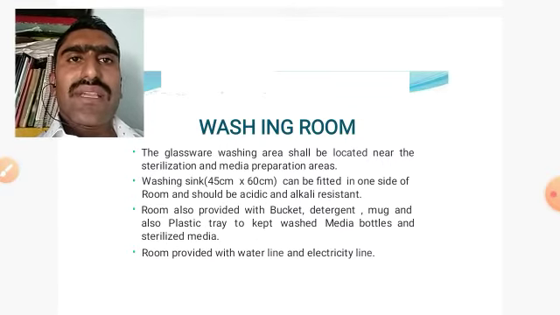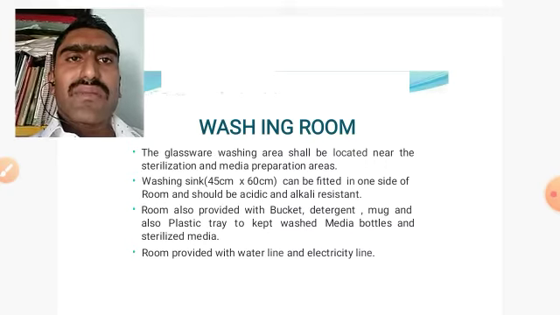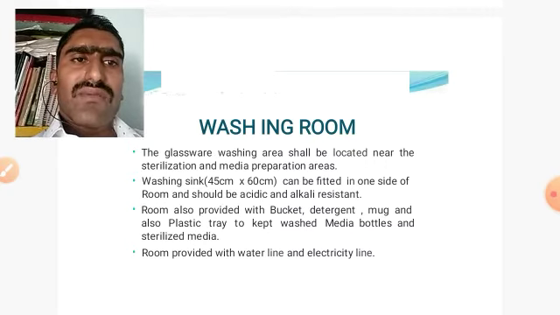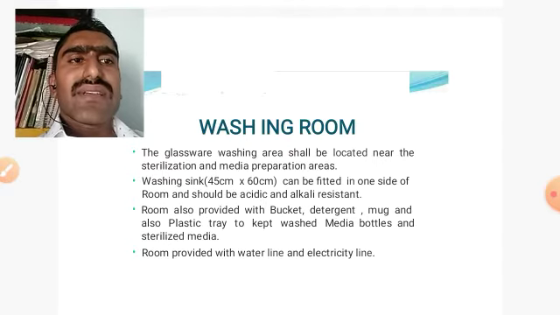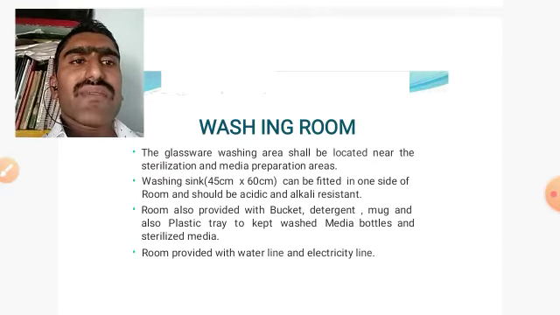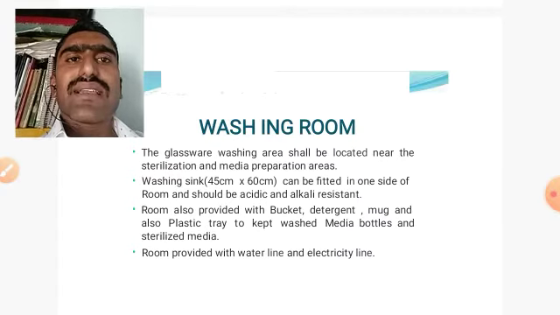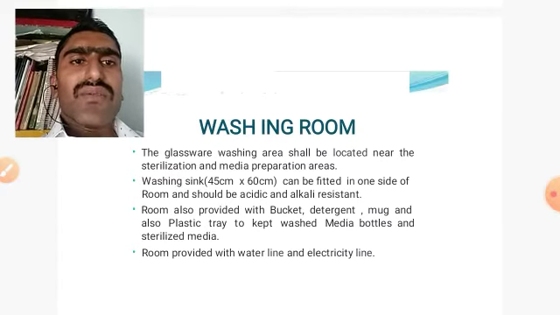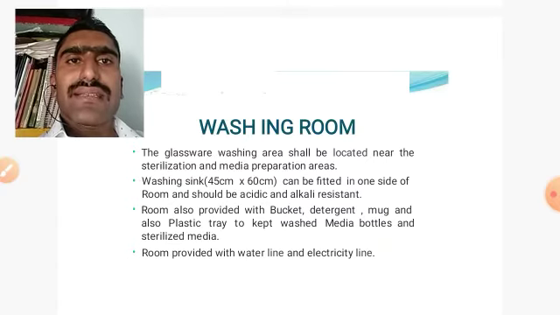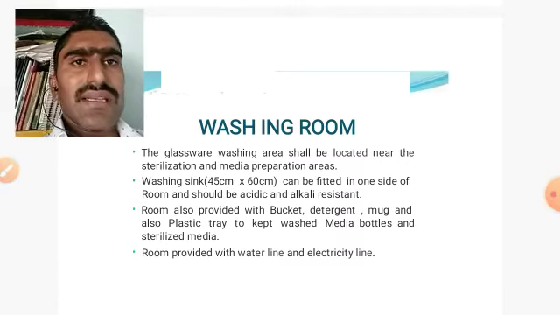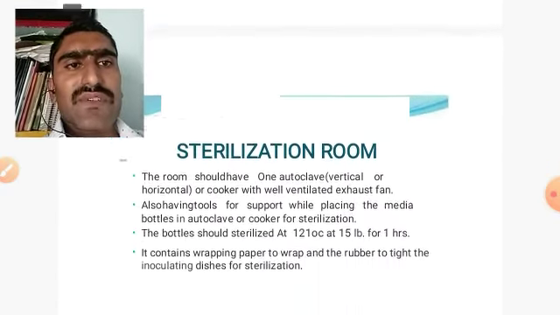Also in that washing room we must have a bucket, detergent solution, mug, and a plastic tray to keep washed media bottles and sterilized bottles. The room should be provided with a water line and electricity, and also a proper supply of water. This is the washing room.